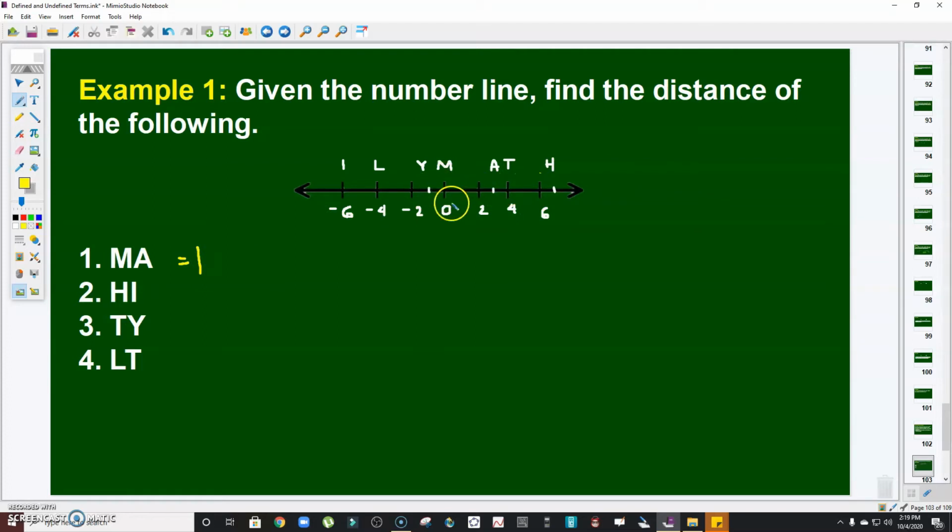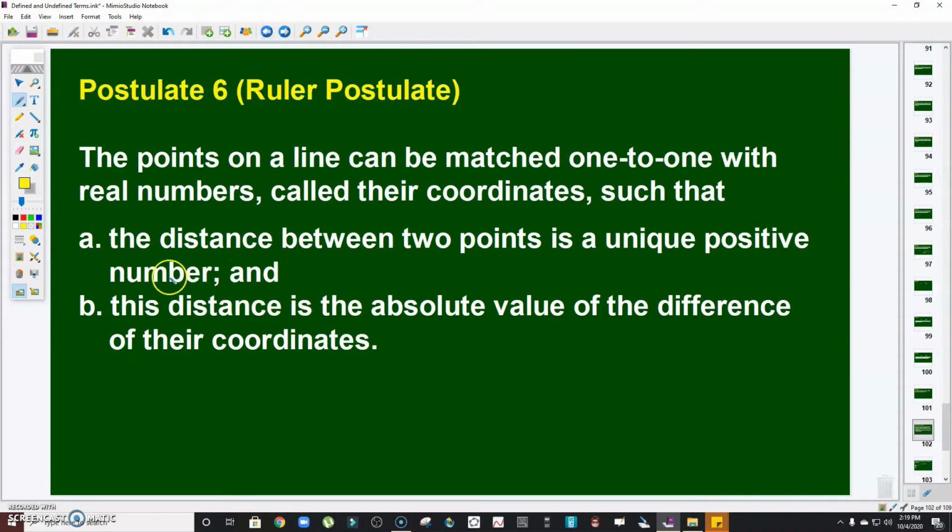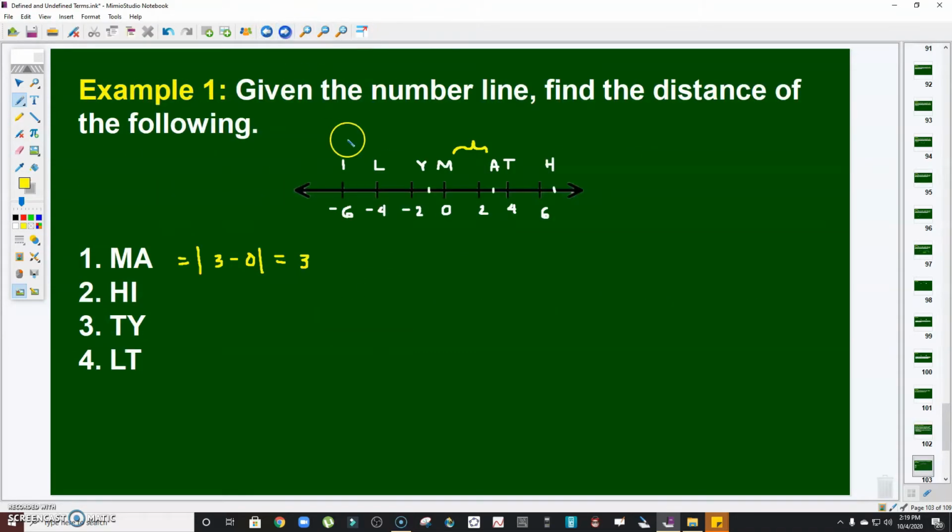So again, the coordinates of M here. Alright, if we're going to get the length of MA, the coordinate of A here is 3, minus the coordinate of M, which is 0. So therefore, absolute value of 3 minus 0 is 3. Okay, so that's a unique number. Alright, that's a unique number. Alright, next, how about HI?